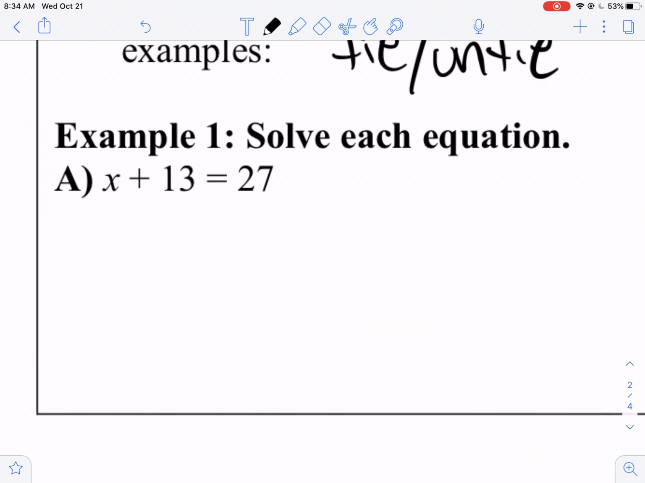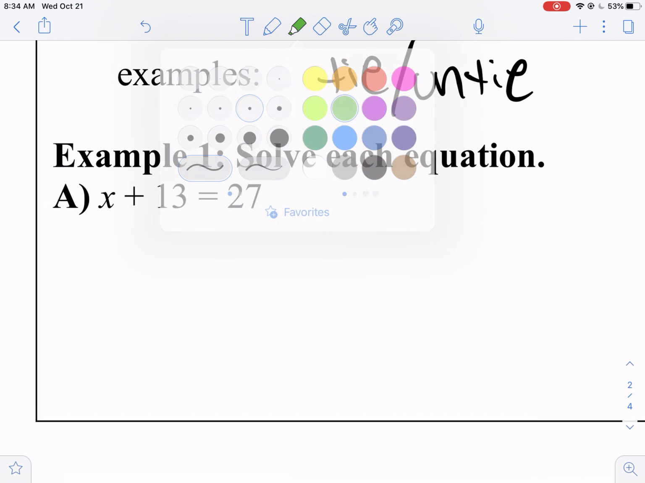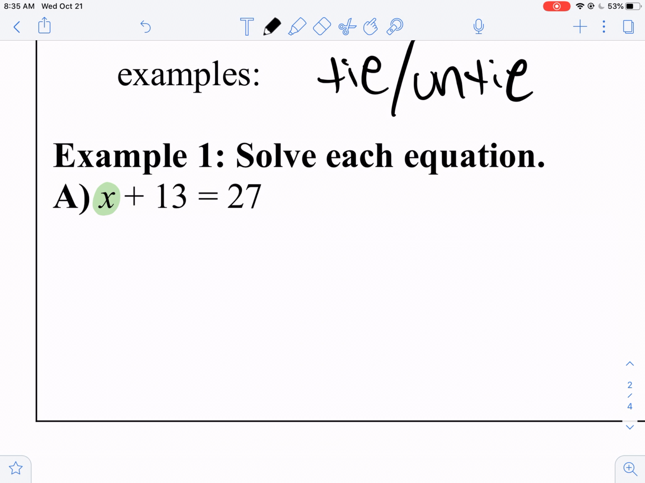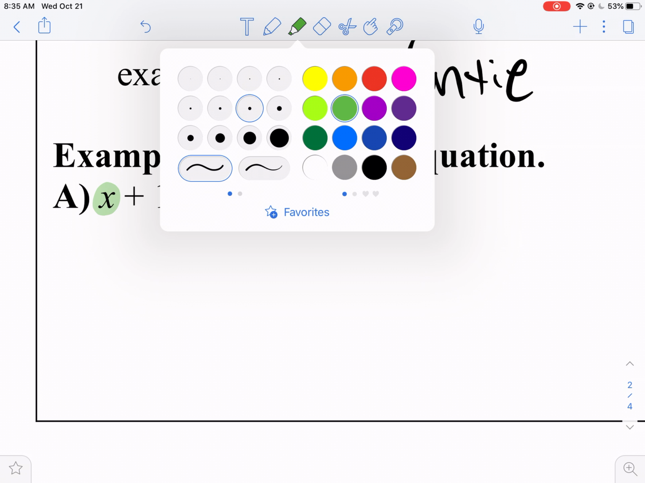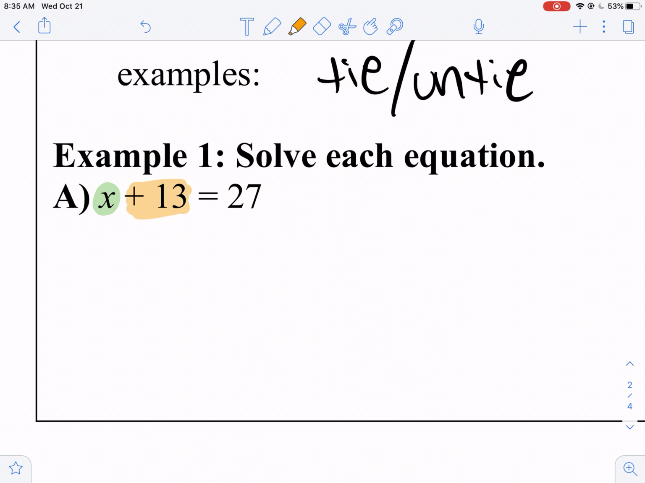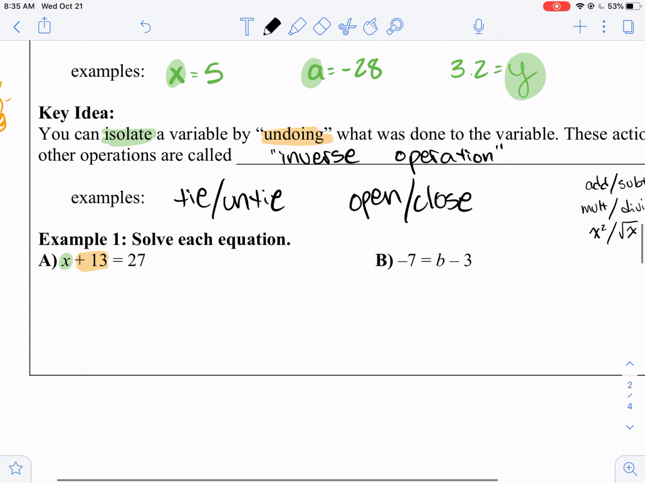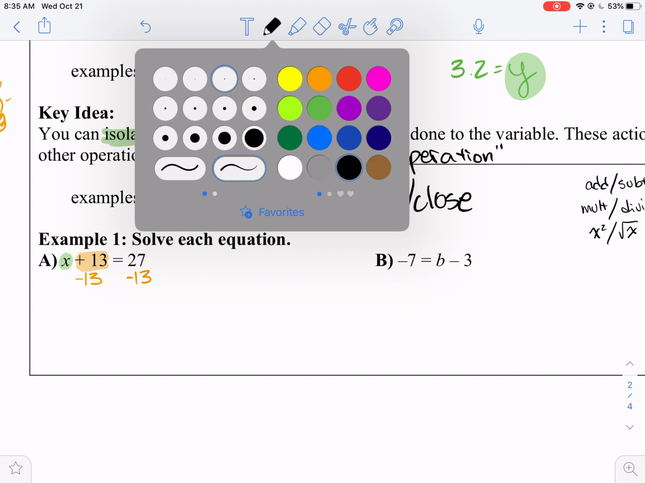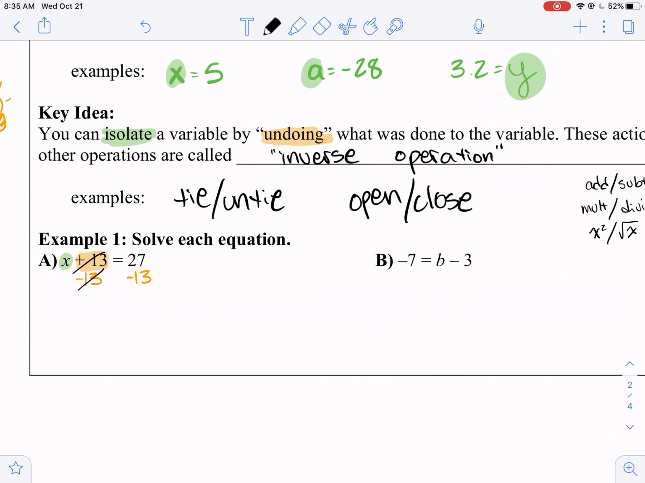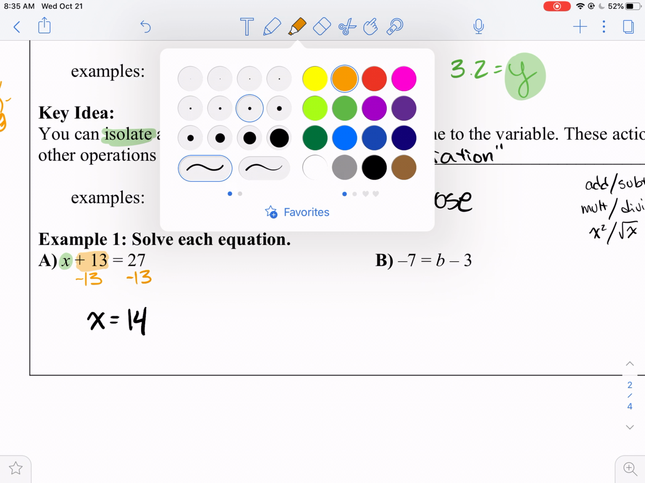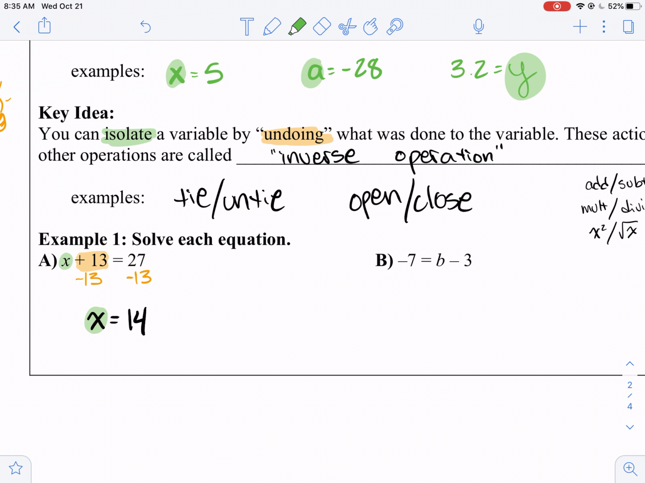So, if we want to solve this equation, remember our goal is we want to get x all by itself. We want to isolate x. So how are we going to do that? Well, let's undo what's happening to x. Here we've got a plus 13. So to undo that plus 13, we're going to do the inverse of that. We're going to subtract 13. But remember, you need to subtract 13 from both sides. That way, the 13s cancel each other out. So we're left with x equals 14. And this is solved because we have the variable all by itself.